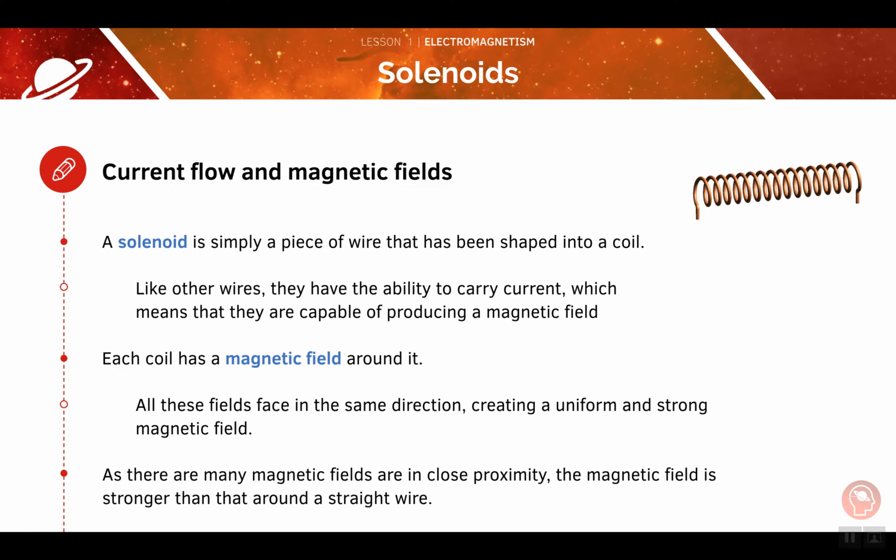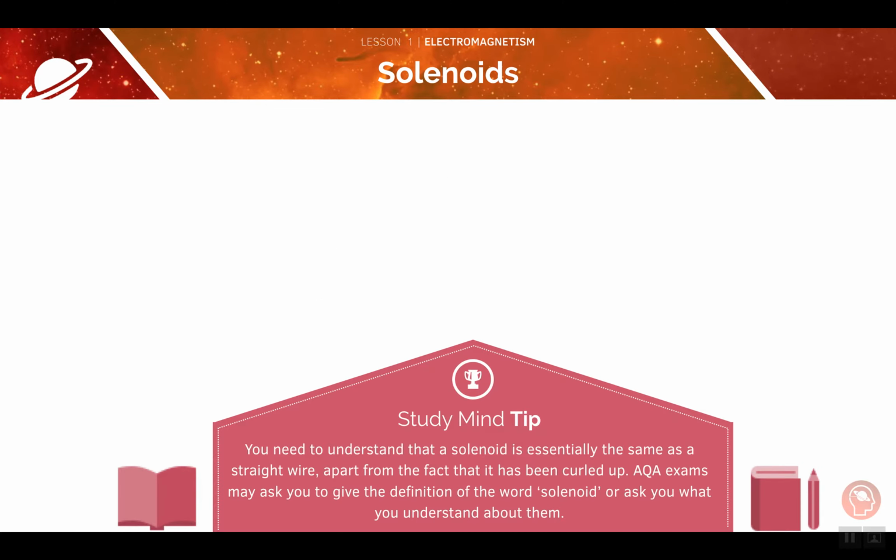Solenoids consist of lots of small magnetic fields which are close together. We already know that the closer the field lines are, the stronger the magnetic field will be. This means that the magnetic field around a solenoid will be stronger than the magnetic field around a straight wire. A solenoid is essentially the same as a straight wire, apart from the fact that it has been curled up. You may be asked to give a definition of it in an exam.